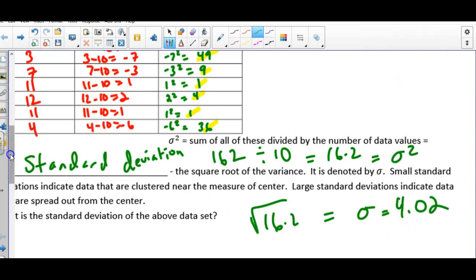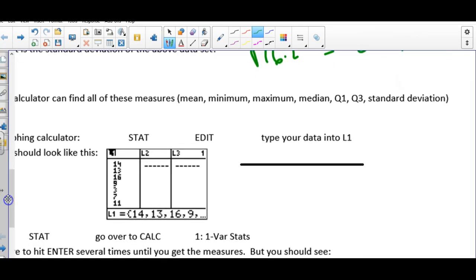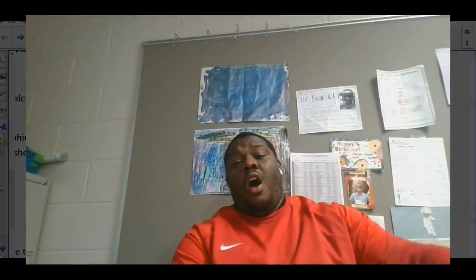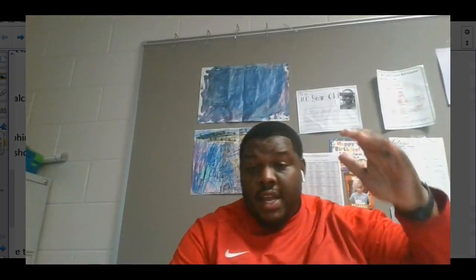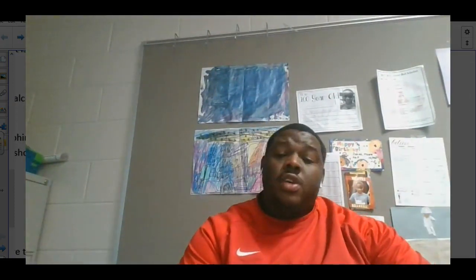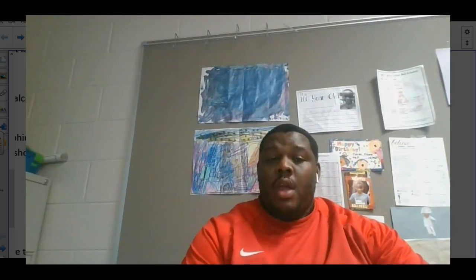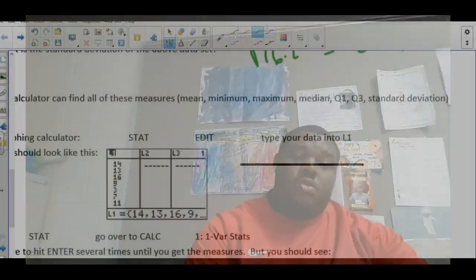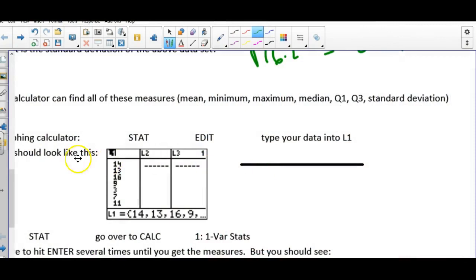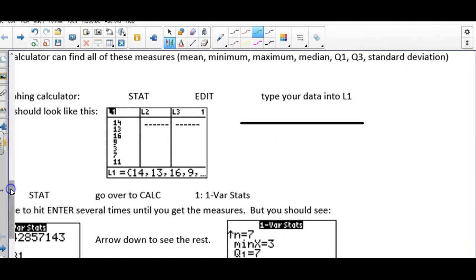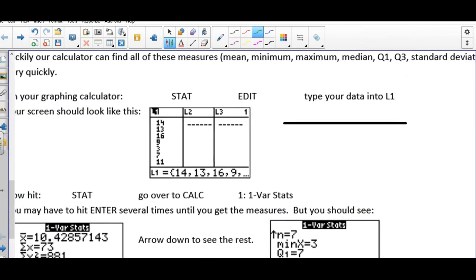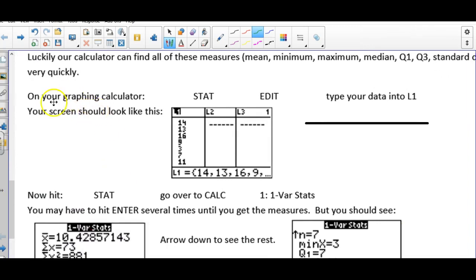Now, in a nutshell, all this can be done in your calculator. I showed you how to do it by hand. Now I'm going to show you how to do it with your calculator. So let me introduce you to calculator work. Step 1. It says, in the graphing calculator, stat, edit, type all the data into list 1.